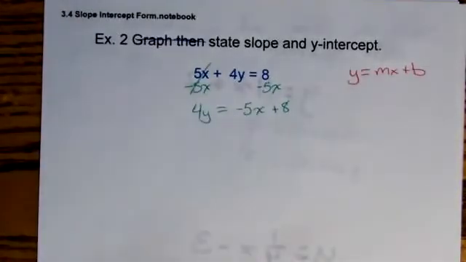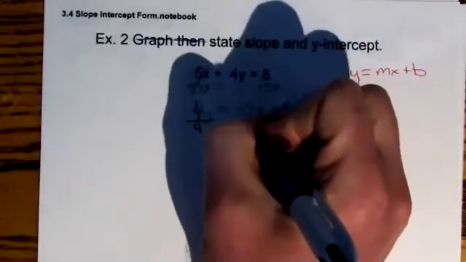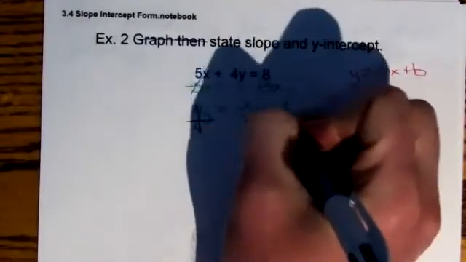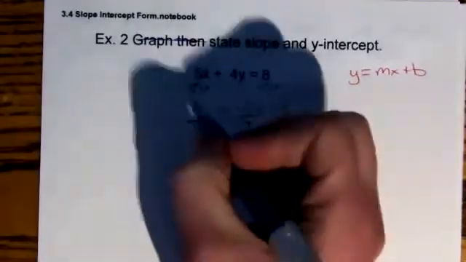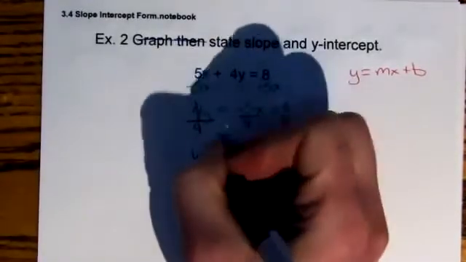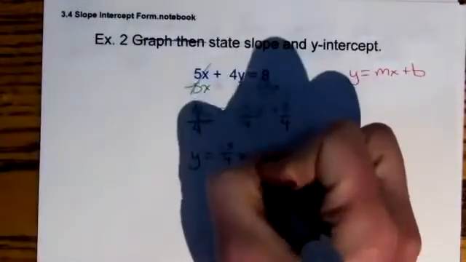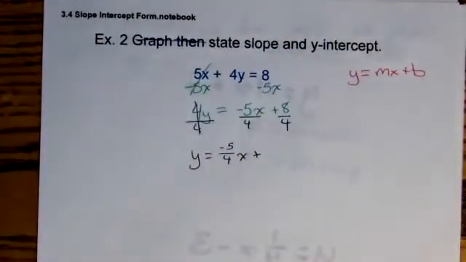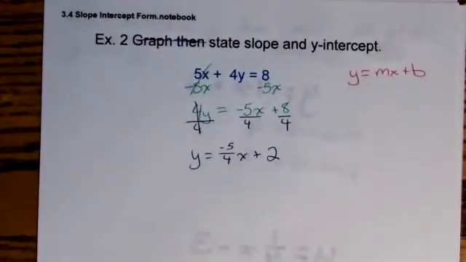Again, y is not by itself yet. There's still a 4 attached to it. So we're going to divide by 4. And here we're going to divide every piece by 4. This is where I told you guys, sometimes dividing each piece makes it look clean. It helps with identifying. This is where it comes into play. So we're left with y equals -5/4 x plus, well, what's 8 divided by 4? 8 divided by 4 is 2. Boom. We turn this into our y equals mx plus b equation.